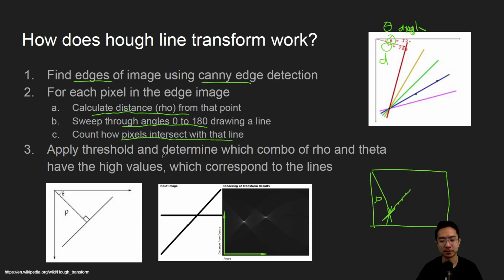You repeat the step for each point in the image, then apply some threshold and determine which combinations of rho and theta have the highest value. Those correspond to potential points that describe the line. You get an image that looks like this, which is distance by angle, and you see these two bright spots, which correspond to the combinations of angle and distance that produce potential lines. Think of this as bin counting, counting which combination occurs the most. So that's the general idea of the Hough line transform.